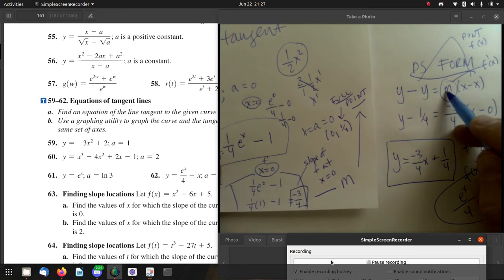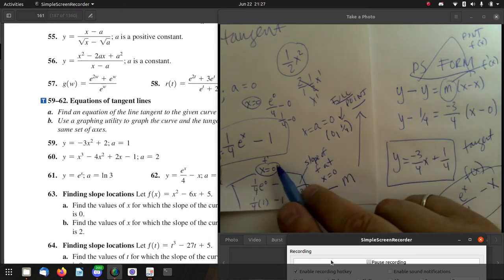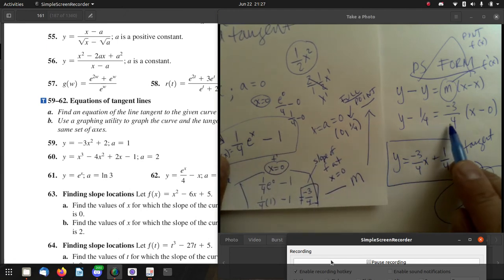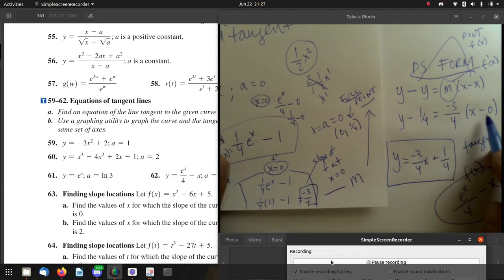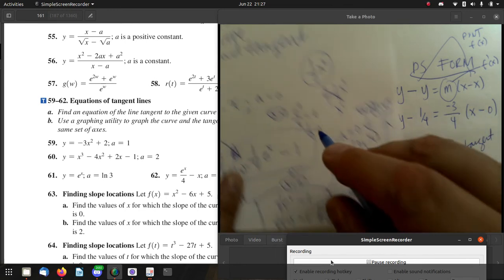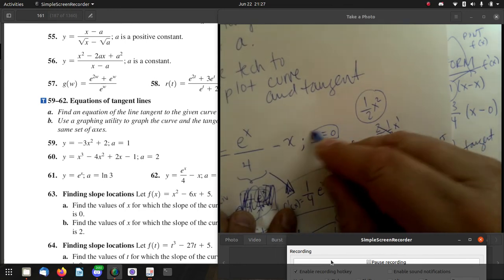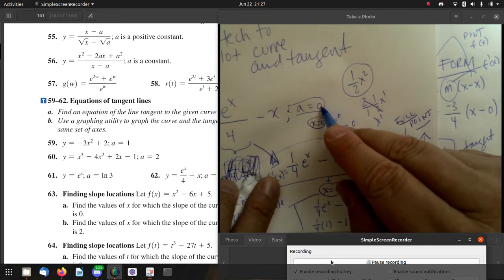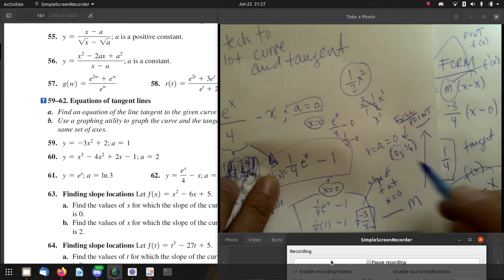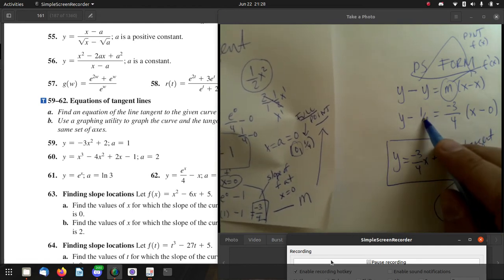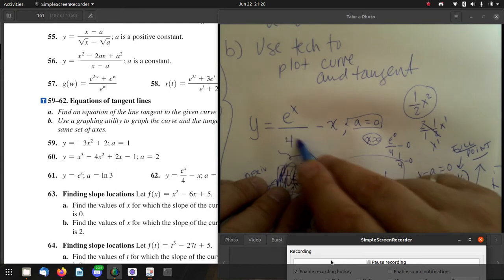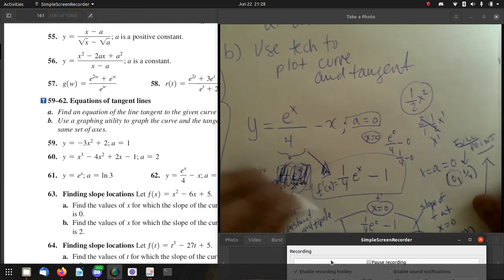To get this value, I plugged in 0 to f prime, and that gave me the slope that I put here. To get the ordered pair that we're using, they told us the x value of the ordered pair was 0 in the original problem. To figure out the y value, which we had to use here, I plugged in the value they gave us to the original equation, which gave us that value.